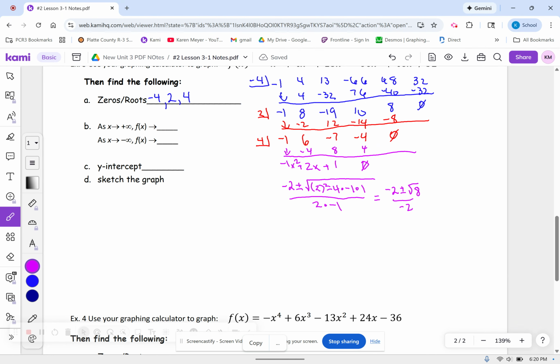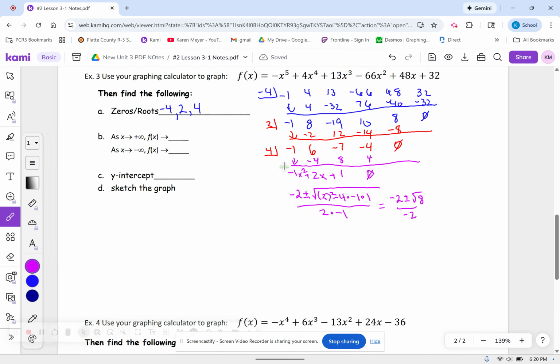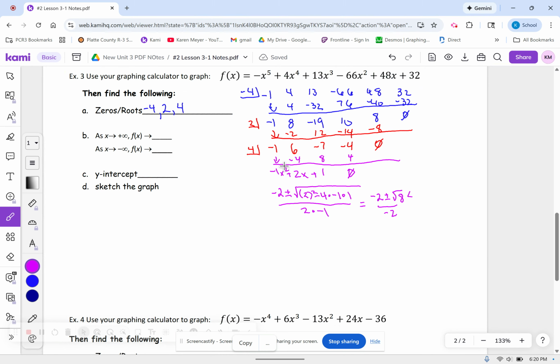The square root of 8 is a decimal. It's not a perfect square, so I would do a factor tree. So 8 breaks down to 4 and 2. 4 breaks down to 2 and 2. So I have a pair of 2's and a single 2. And remember, the pair number will go on the outside of your root, and the single number will stay on the inside of your root.